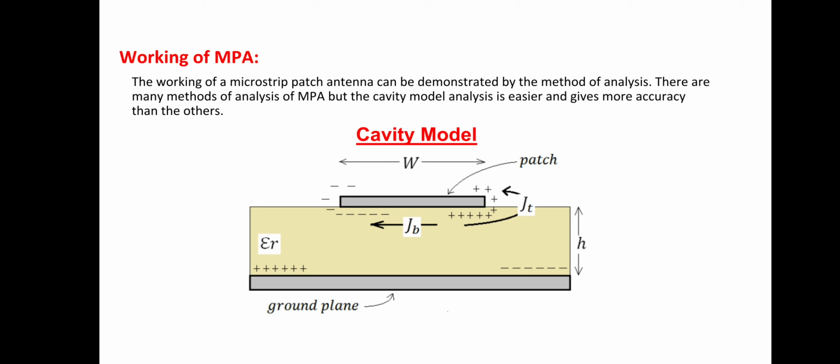Working of MPA. The main principle of the microstrip antenna can be demonstrated by a method of analysis. There are many methods of analysis, like the cavity model and others, and we used the cavity model because it is easier to explain and gives more accuracy than others.